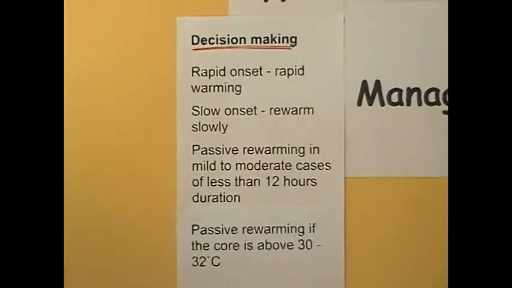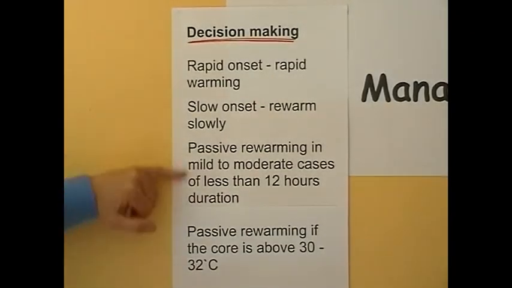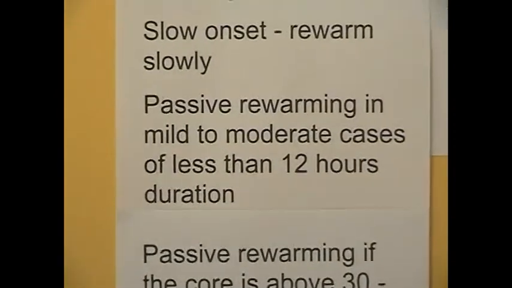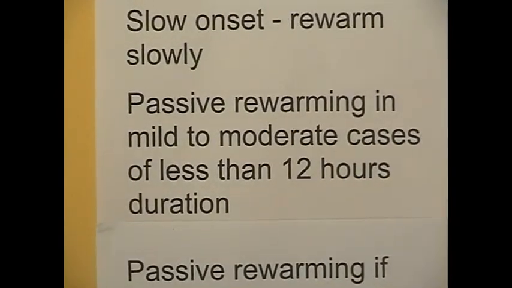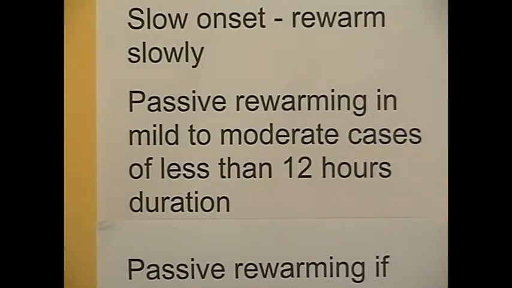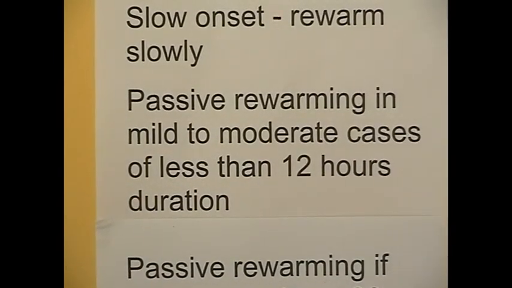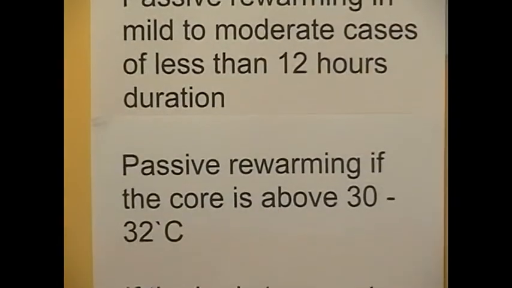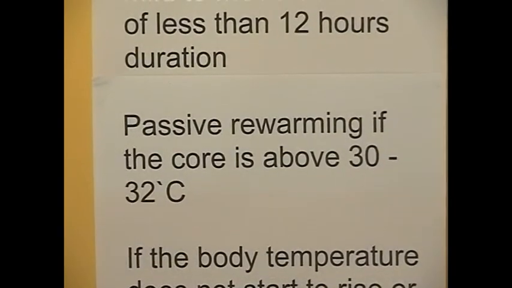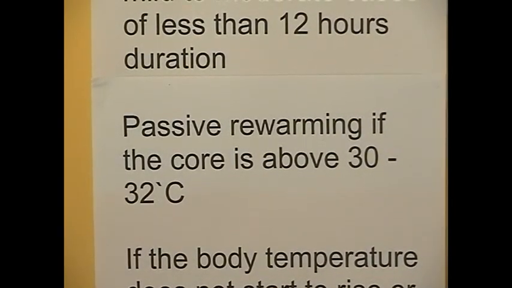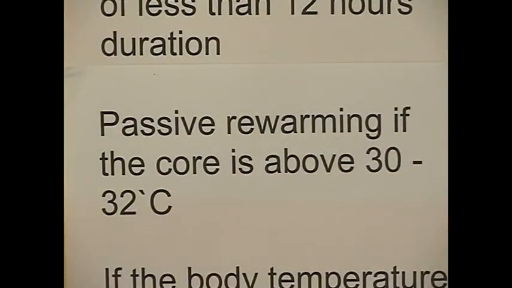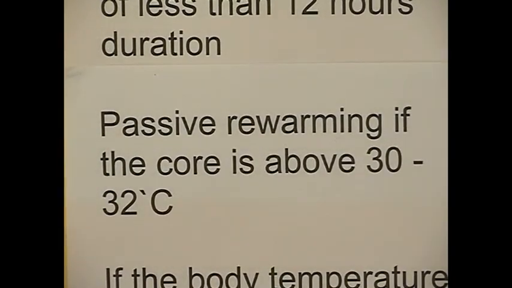Another few more general principles. Passive rewarming in mild to moderate cases of less than 12 hours duration is a reasonable rule of thumb, unless the patient cooled down very quickly, in which case we would want to warm them up more quickly. Now, passive rewarming in core temperatures above 30 to 32 degrees centigrade. Now, if young people have a body temperature of 30 degrees centigrade, they can warm themselves up with their own metabolic processes. In older people, it probably needs to be as high as 32 degrees centigrade.